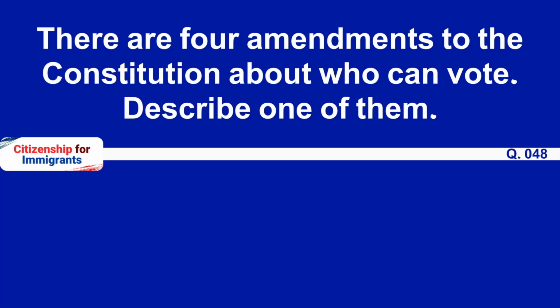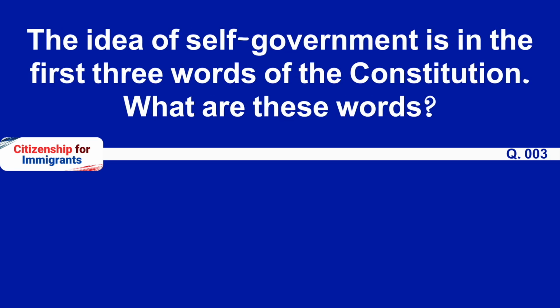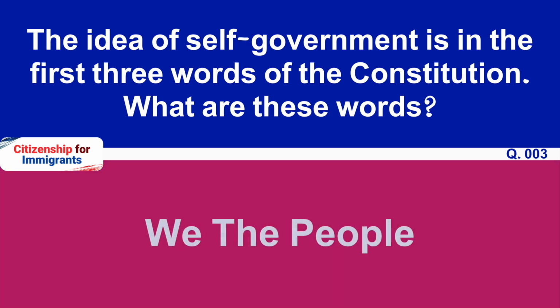There are 4 amendments to the Constitution about who can vote. Describe one of them. Citizens 18 and older can vote. The idea of self-government is in the first 3 words of the Constitution. What are these words? We the people.